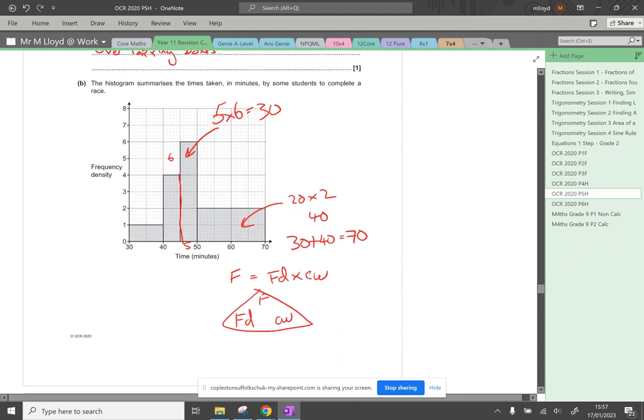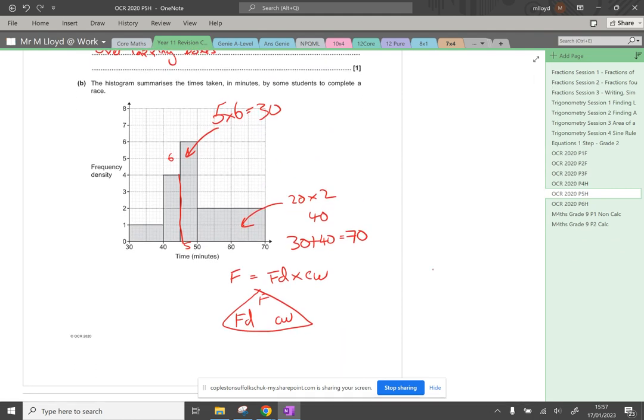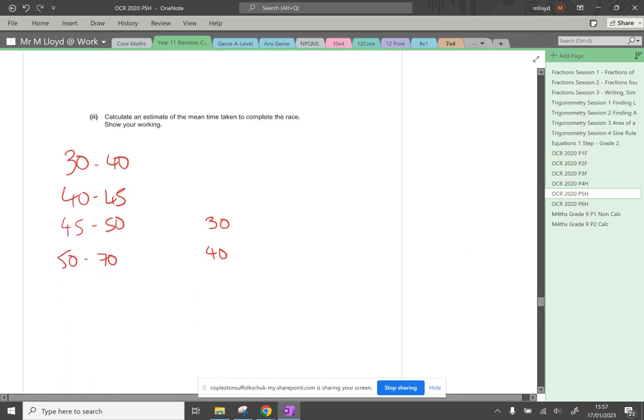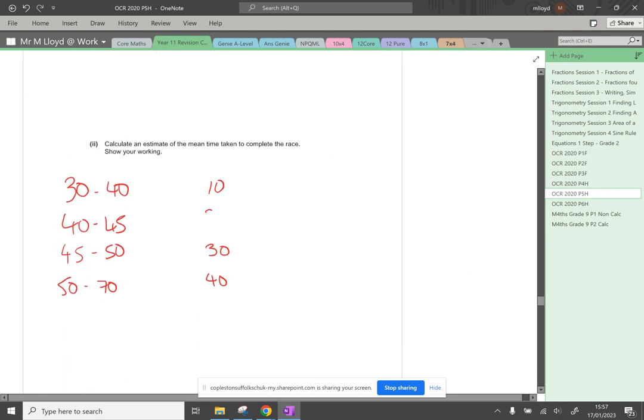I've got 5 times 4, so that one's going to be 20. And this one's 10 times 1, which is 10. So 10 and 20. Look at them, they work out quite nice. All right, let's get this done. So the midpoints is what I need next.